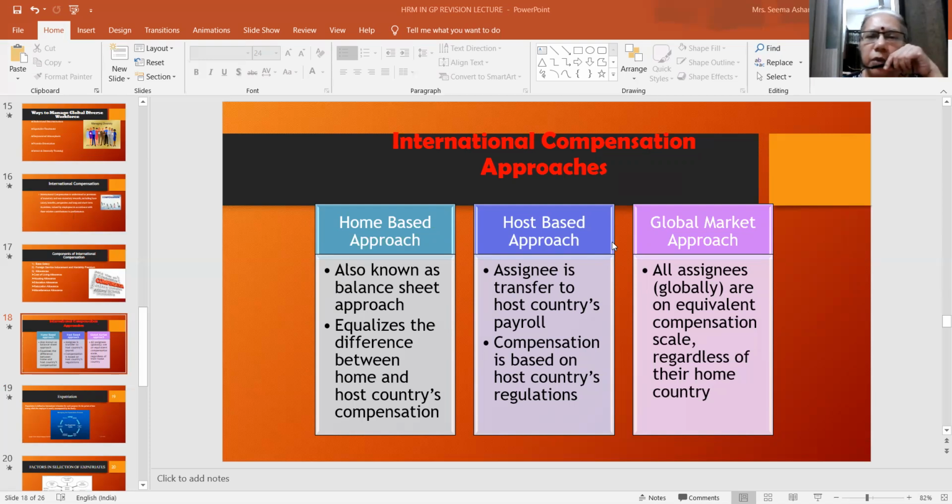The third approach is the global market approach, where the salary which is paid to the international employee, that is the expatriate, depends on the global standards regardless of the home country.